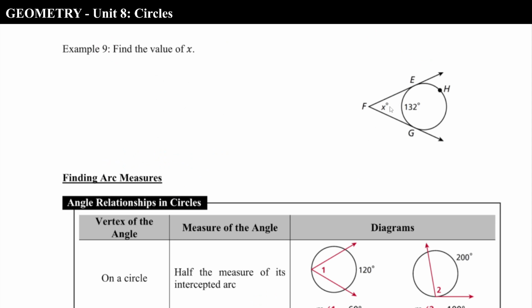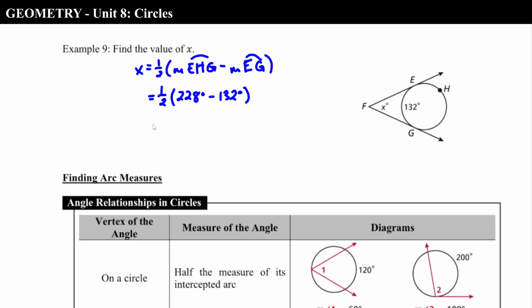In example 9, we're going to find the value of x again. Again, x is going to be half of our big arc, which is EHG, minus our little arc, which is EG. So we have 1/2 of EHG. EHG is going to be 360 minus 132, which is 228, minus 132. And so you're going to end up with the angle measure being 48 degrees.